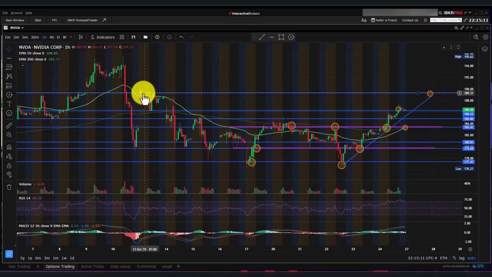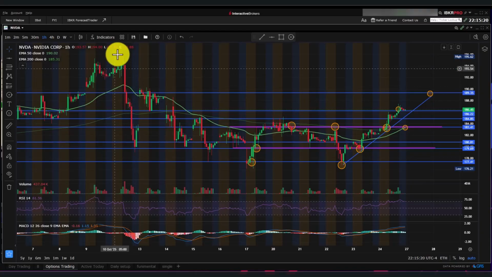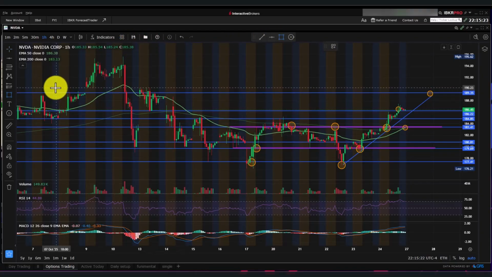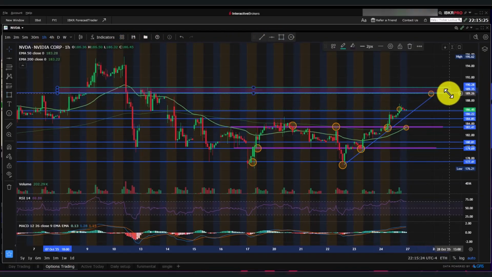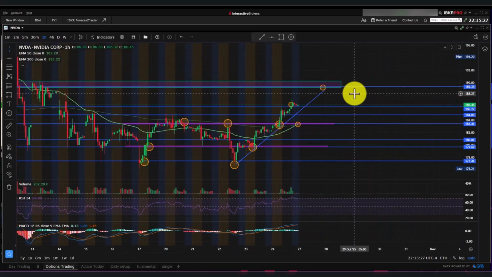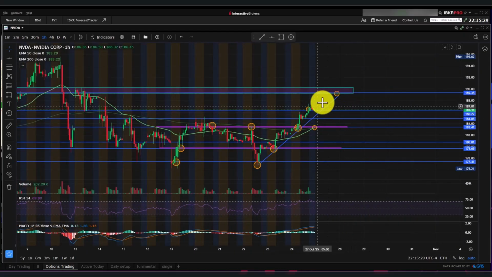Why? Because look, this is what happened before. Nvidia came here, started going down, all the way down. Now it's coming back to that area again. So it is clear to us Nvidia is going to show some resistance here, but we still have room to get there. So how much? 186 all the way to 189, let's say 190. A $4 move.